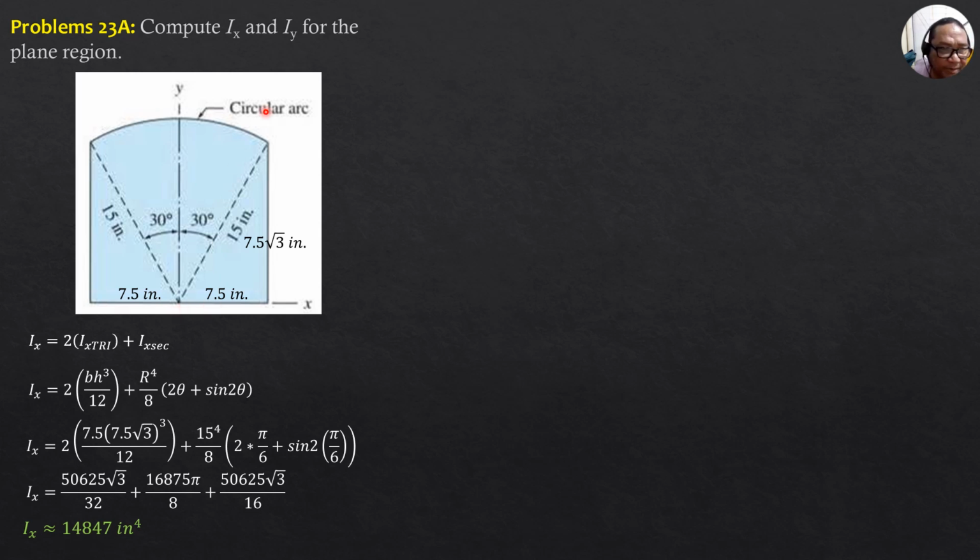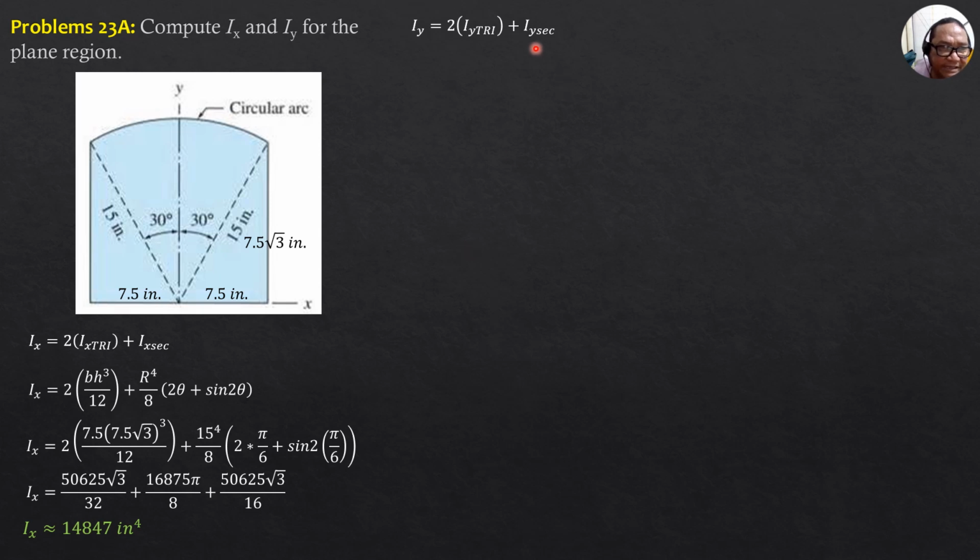That's the moment of inertia with respect to the centroidal axis of the triangle parallel to the y-axis, over 36. Then plus area of the triangle, which is 1/2 7.5 times 7.5 square root of 3, times distance squared. The distance of the centroid of the triangle from the y-axis is 2/3 of 7.5, and that's 5 inches. So Iy is 2 times Iy of triangle plus Iy of sector.